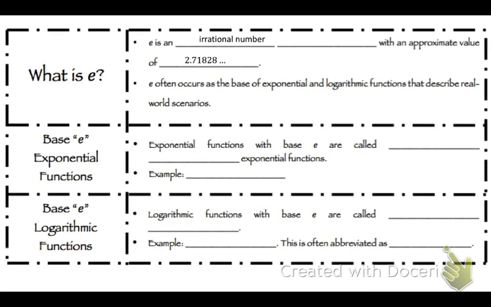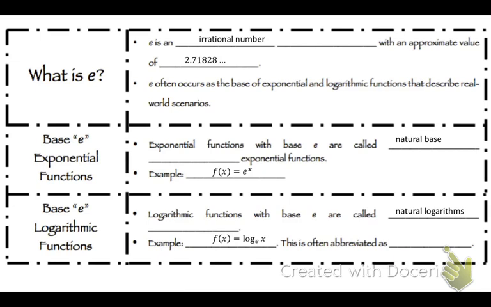Okay? So exponential functions with a base e are called natural base exponential functions. So like f of x equals e to the x, that's a natural base exponential function. Logarithmic functions with base e are called natural logarithms. So that would be log base e of x.